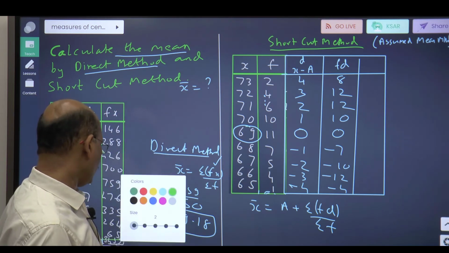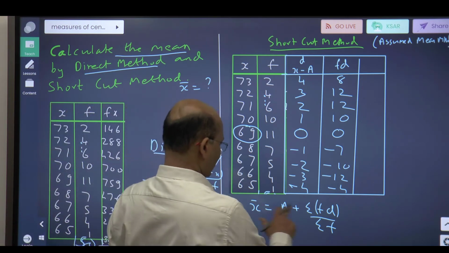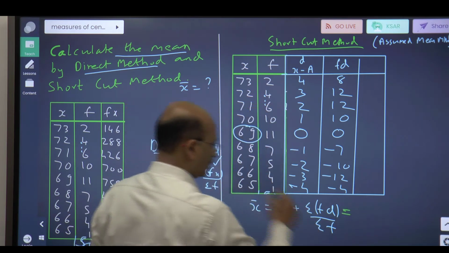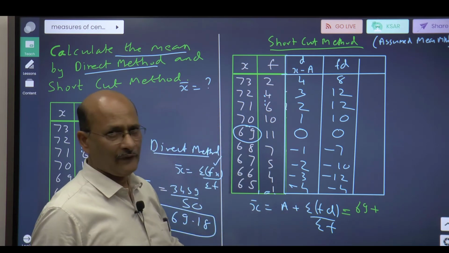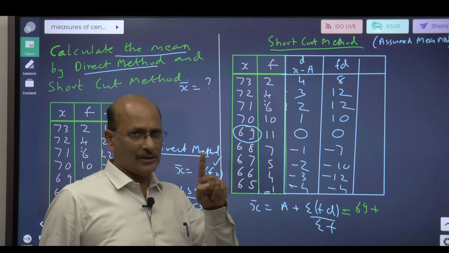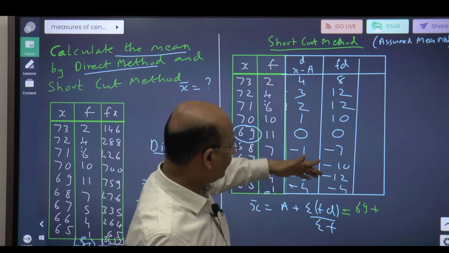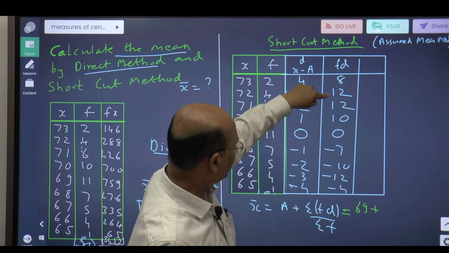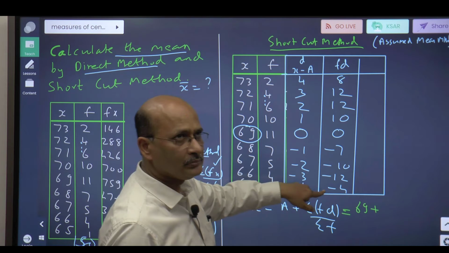Now look at what I am trying to work out. The formula is A plus summation FD upon summation F. What is my A here? I took 69 plus summation FD. Remember, summation F is only below; don't make the mistake of dividing the whole thing. So 69 plus FD, FD is here. If I add it up, the 12 and 10 go. So 8 plus 12 is 20, 20 minus 7 is 13, 13 minus 4 is 9.